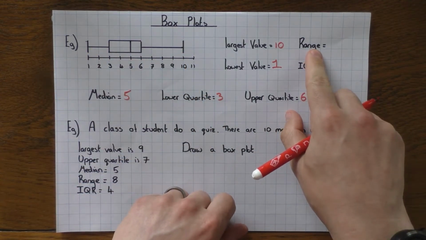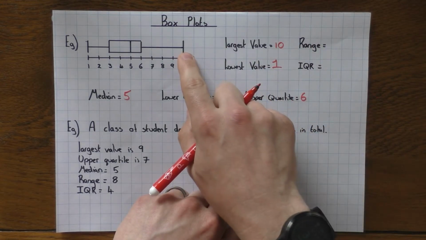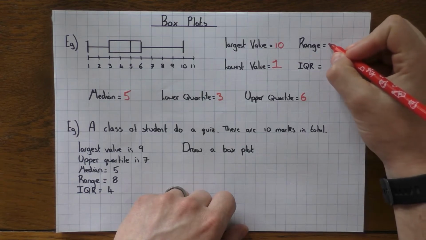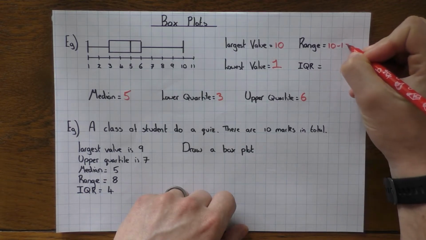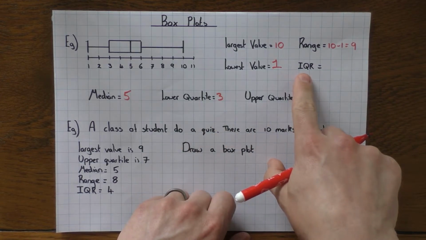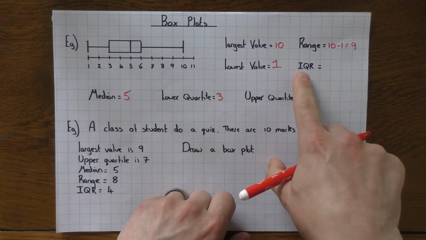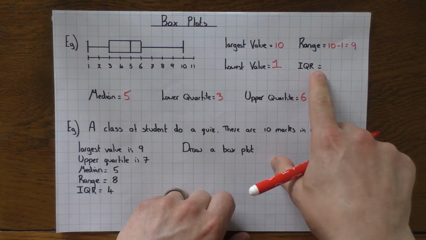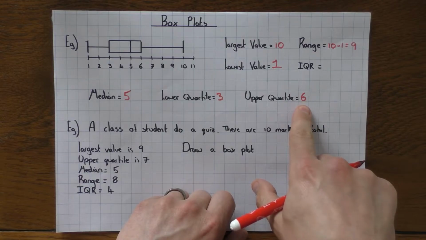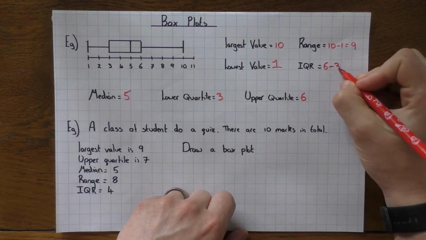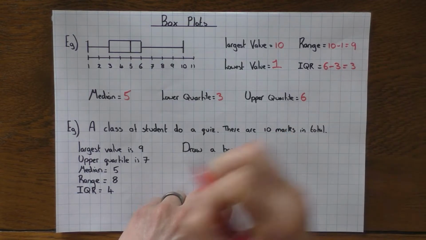Once you've got those bits of information, you can work out the range. From our averages, we know the range is the biggest value take away the smallest value. So big take away small: 10 minus 1 is 9. The last one we can work out is the interquartile range, or IQR for short. That's the upper quartile take away the lower quartile, and we say that's the interquartile range.